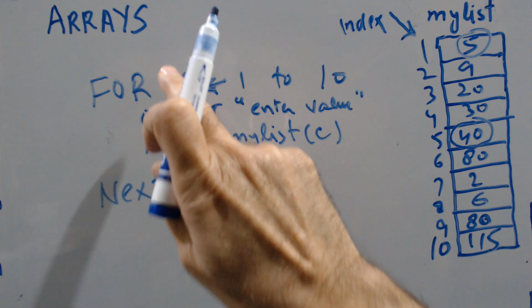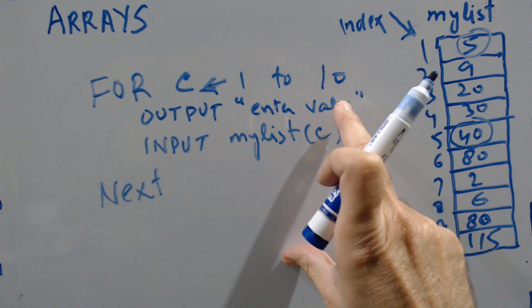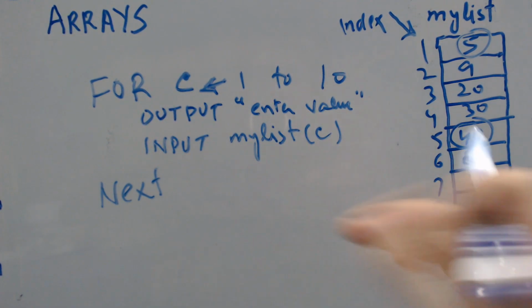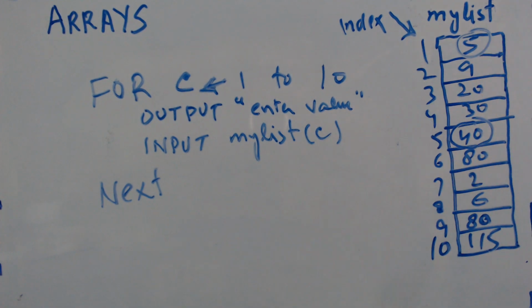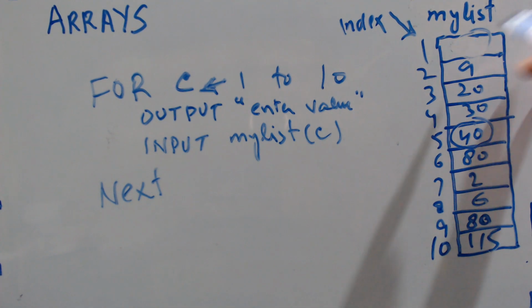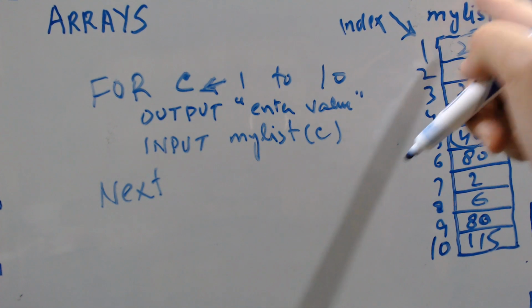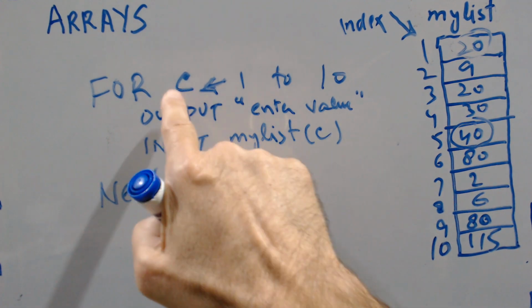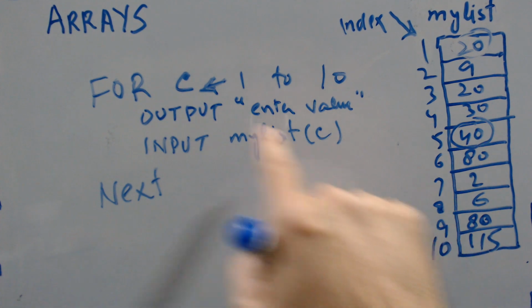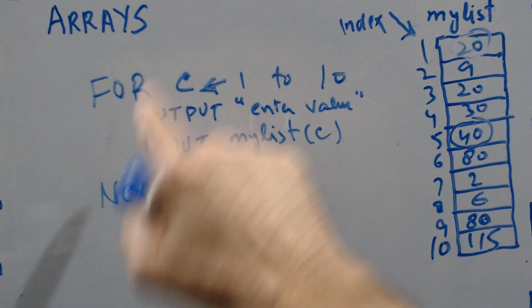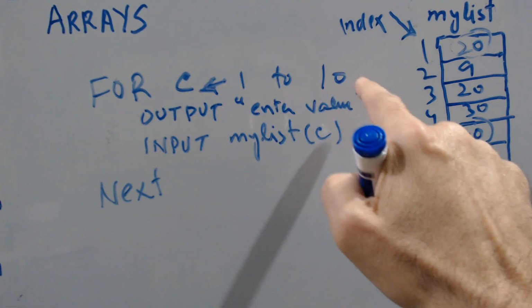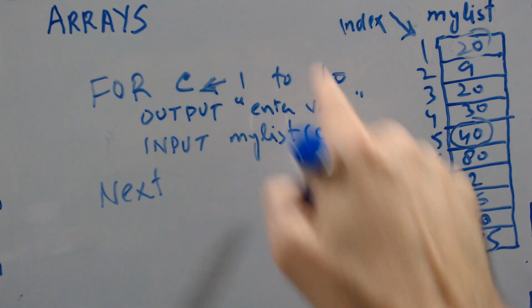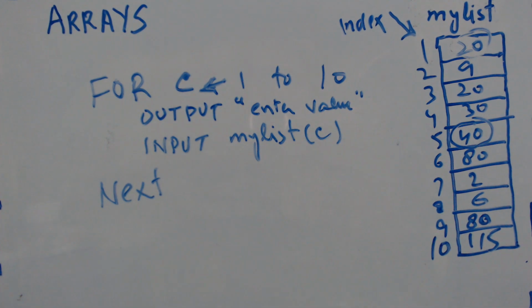So when the loop runs the first time, it will ask you to enter the value, and whenever you enter any value, that will be stored in my list 1. Let's say this time the user enters 20 in the first place, that will be stored in the first position, my list 1. Because C is being changed every time the loop goes to the next value. So C will keep on changing until the 10th value is entered. So this way you can enter the data in arrays.